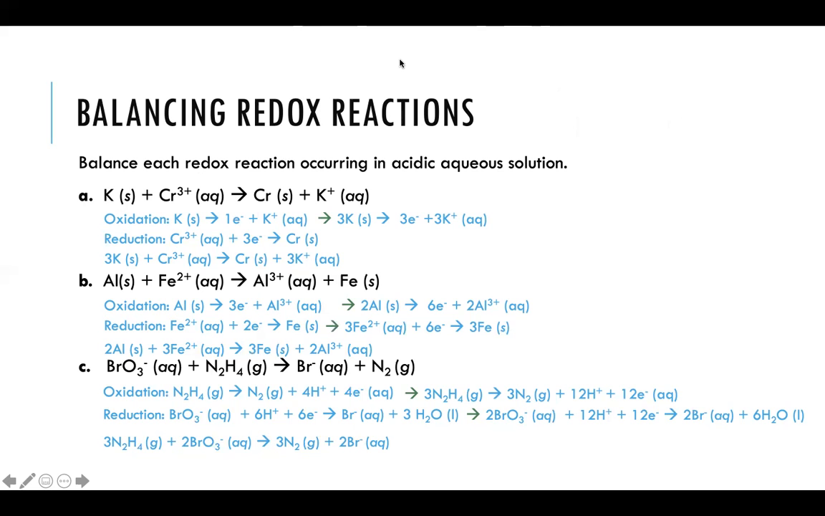So for this first one, let's go through it. For what's being oxidized here, we'll see what is getting more positive. K(s) is going from a value of 0 for the charge, since it is solid state, to K plus aqueous, so it becomes ionized. That means it's getting oxidized because it's becoming more positive. So we can write our half equation first: K yields 1 electron plus K plus. Hopefully this makes sense, because it's losing an electron in order to become K plus.